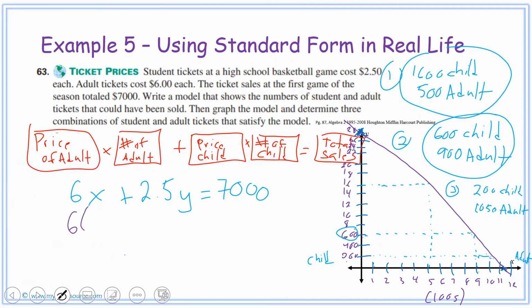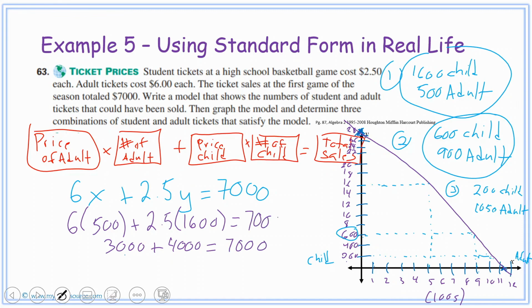We have 6 times x is the adult, so 6 times 500 plus 2.5 times 1,600 and see if we get 7,000. So 6 times 5. If you don't, it's mainly because my graph is a bit off. 6 times 500 is going to be 3,000, plus 2.5 times 1,600 is going to give us 4,000. And 3,000 plus 4,000 does equal 7,000. I don't think I have to add that up anymore. So we know this one works out well, even with my graph not having graph paper.